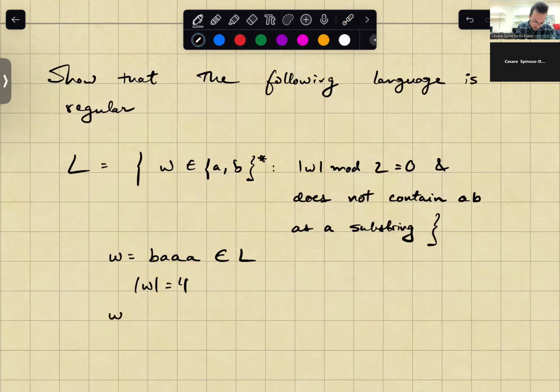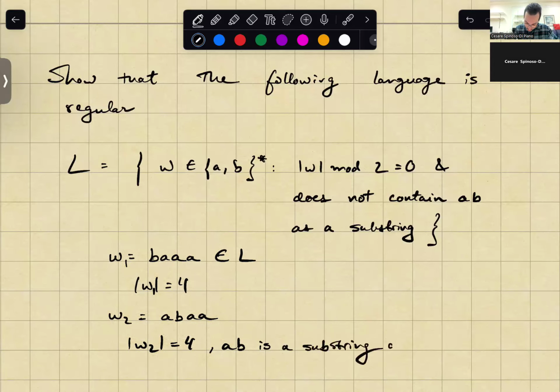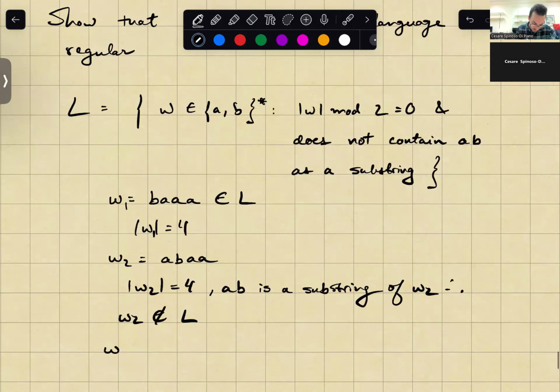The string W2, which let's see, is ABAA, even though the length of W2 is 4, AB is a substring of W2, and so therefore W2 is not in L. And obviously, of course, if the string is just of odd length, then it's also not going to be in L.